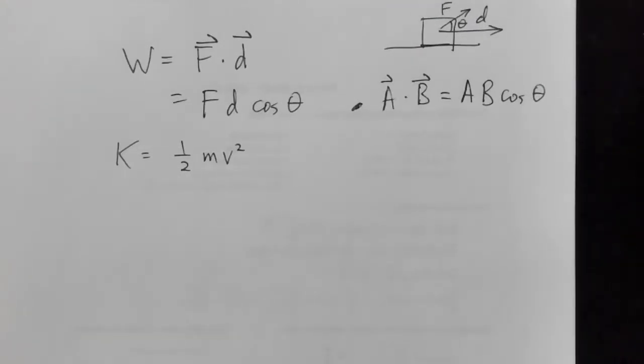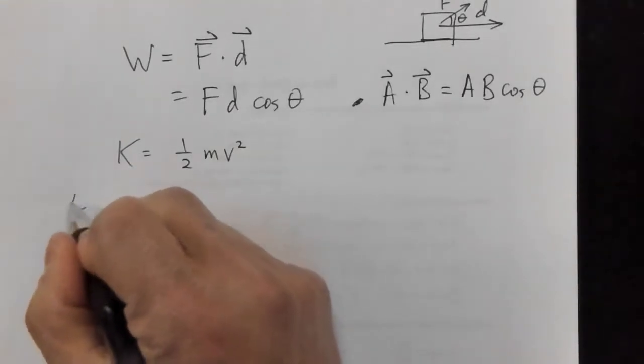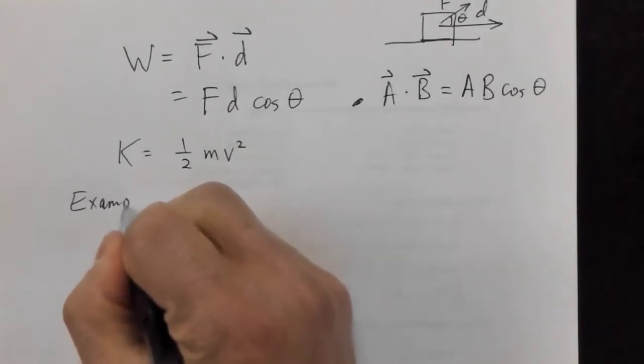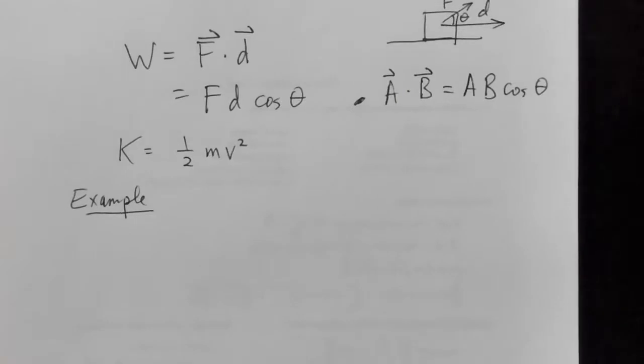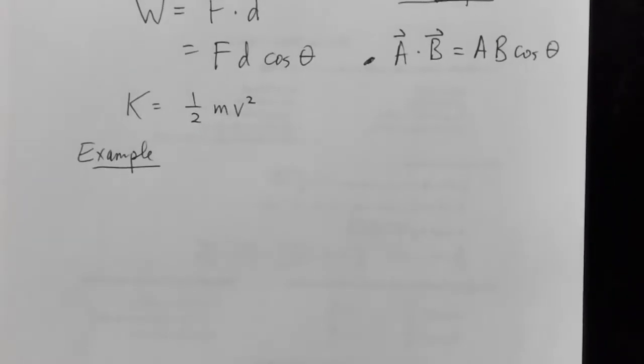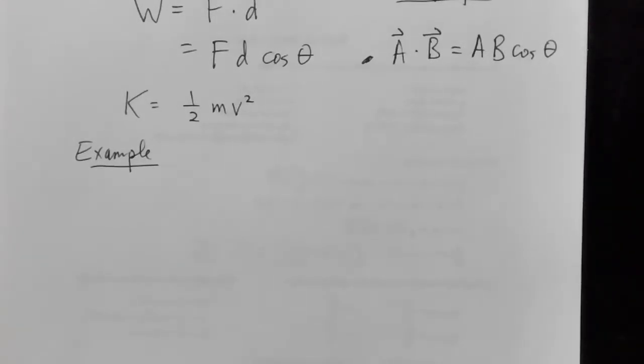So now let's do an example. We'll do it together. The question is, how much work is done by a particle accelerator if an electron is accelerated from rest to 1,000 meters per second?